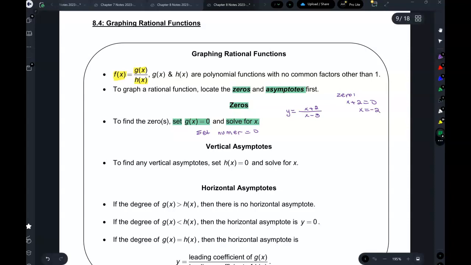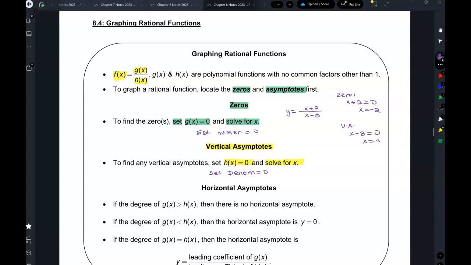Now, to find vertical asymptotes, we already know this, right? Because we did it on the quiz. To find vertical asymptotes, you have to set h of x to 0 and solve for x. Basically, now you have to set the denominator equal to 0 and solve for x. So here, in that same problem, to find the vertical asymptote, you say x minus 3 is equal to 0, x equals 3, that's the vertical asymptote.